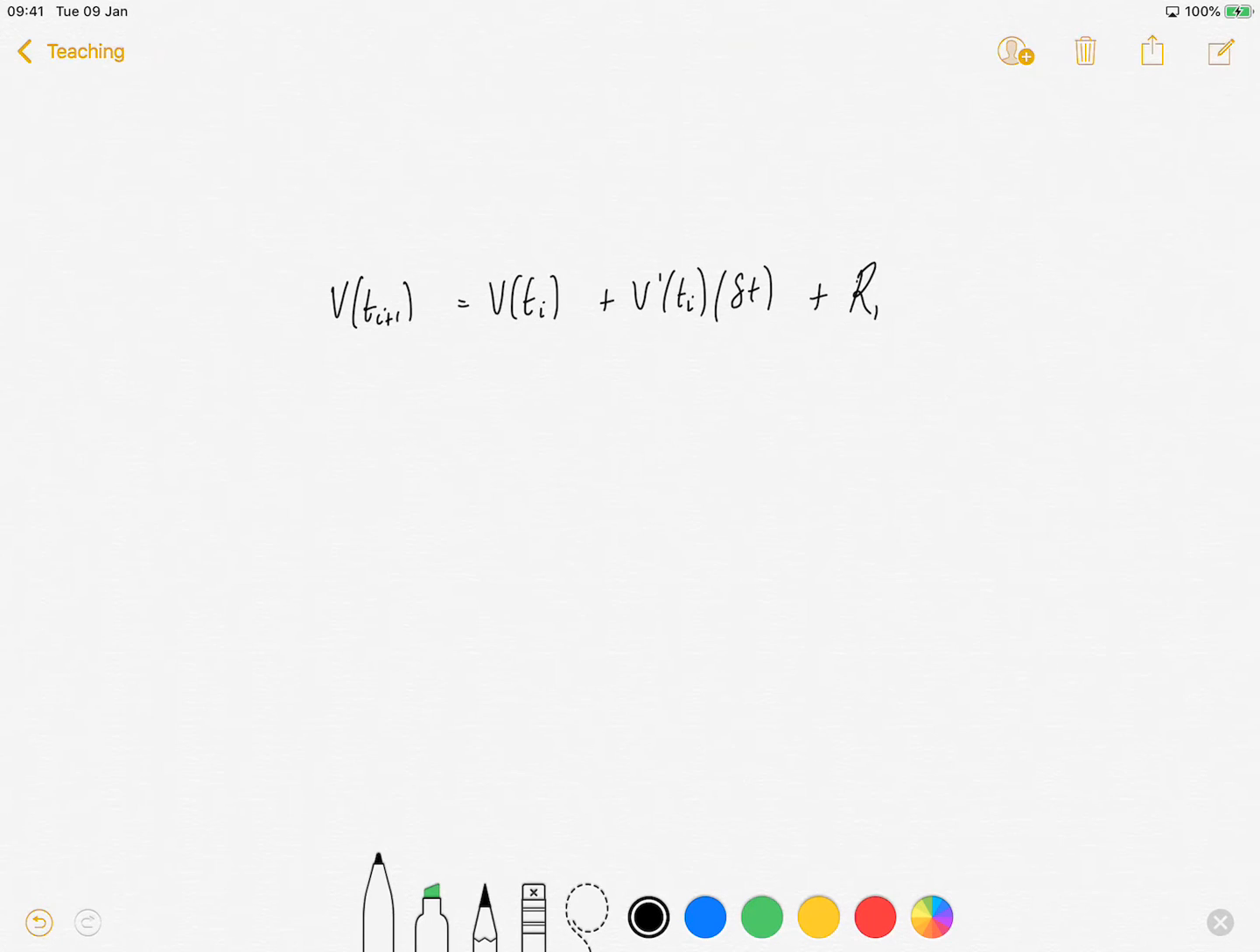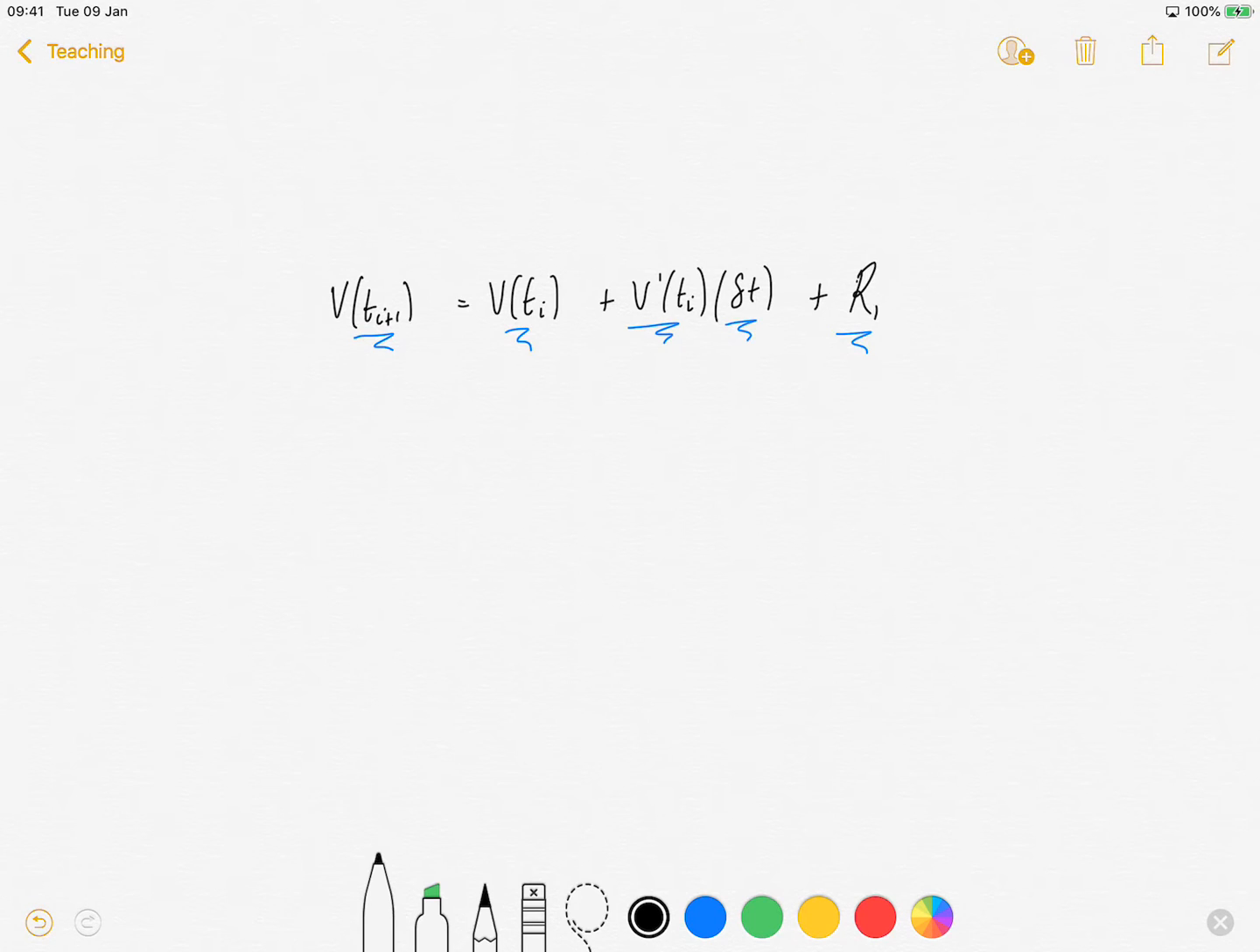using the Taylor series approximation, that is the velocity at the next time step, v of t at i plus 1, is equal to the velocity at our current time plus the first derivative multiplied by our time step plus some remainder term. Now we can rearrange this, so let's do that.